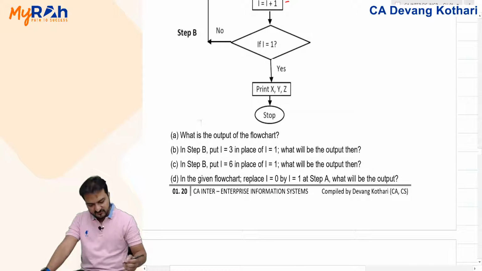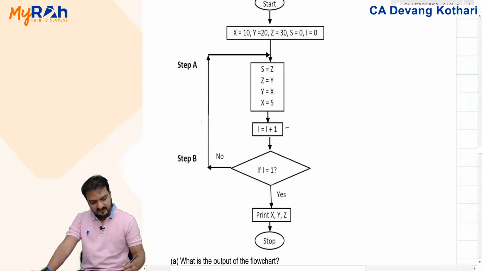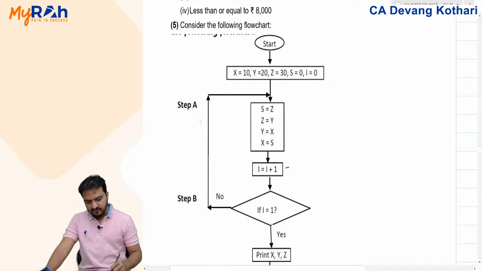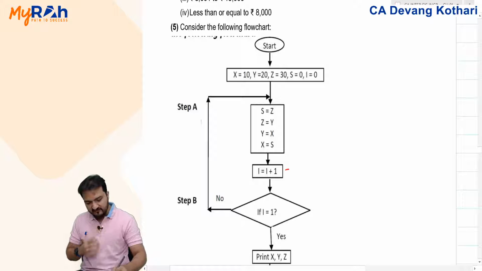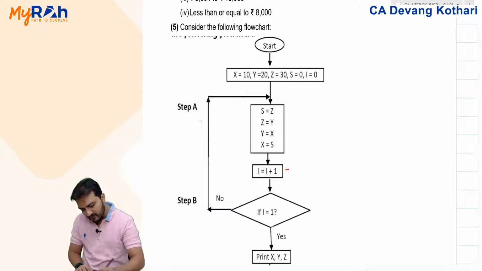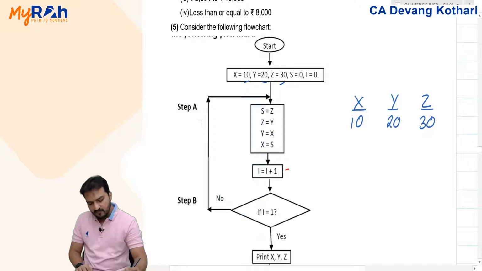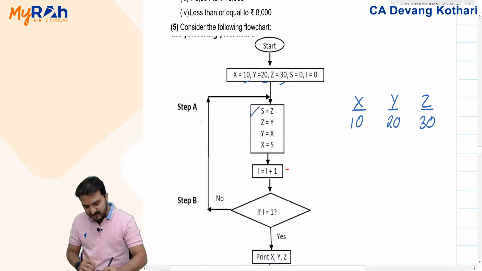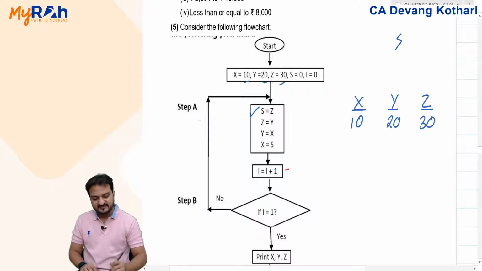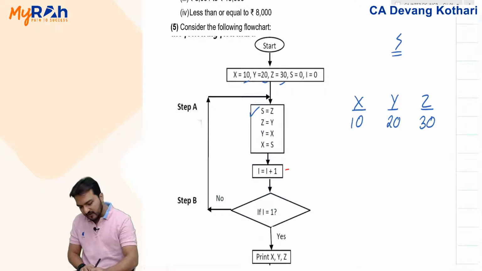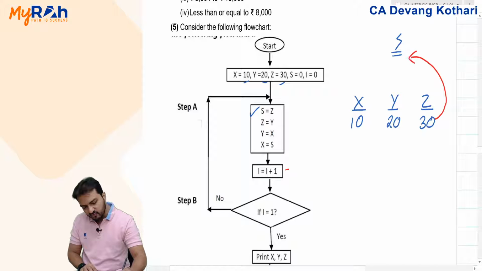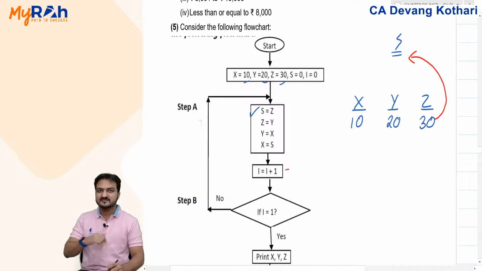Okay, I had made you write the answer over here itself. Right now I don't have the answer, but I'll just remind you that, dekho, what is happening in this flowchart is that I have three locations X, Y and Z. Each of the locations is given an initial number: 10, 20 and 30. Then, dekho, I say S equals Z. So there is another location S, and S equals Z means the value of location Z is assigned to S. So Z's 30 gets assigned to S.